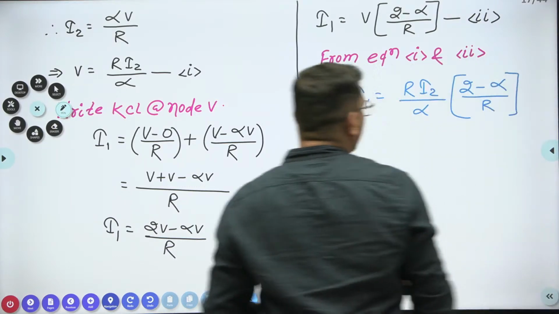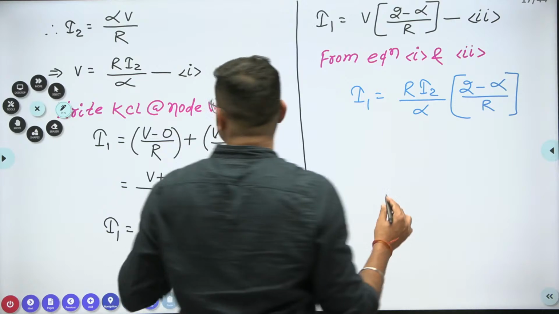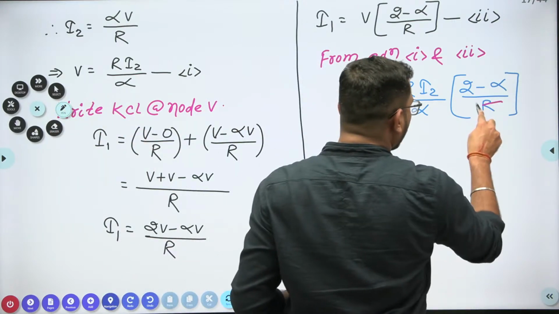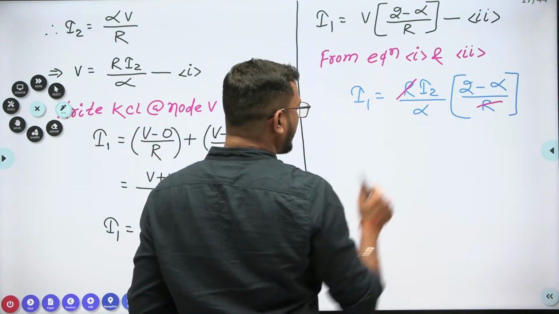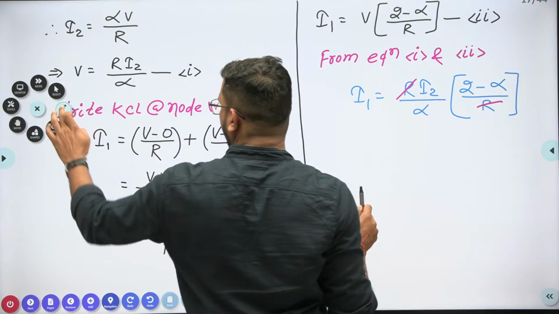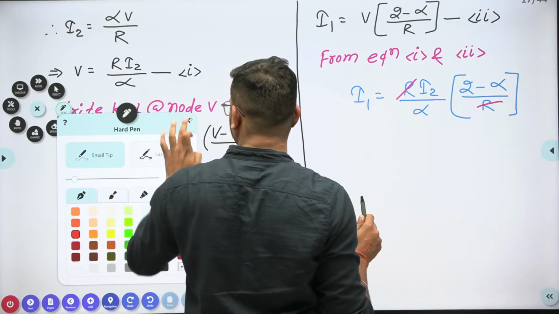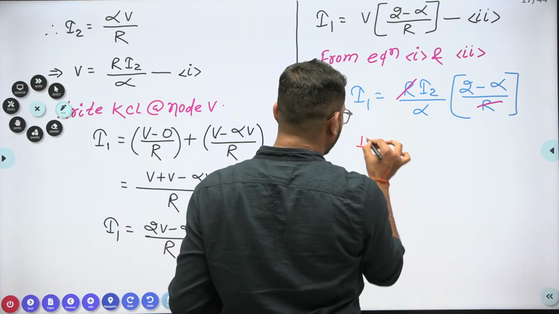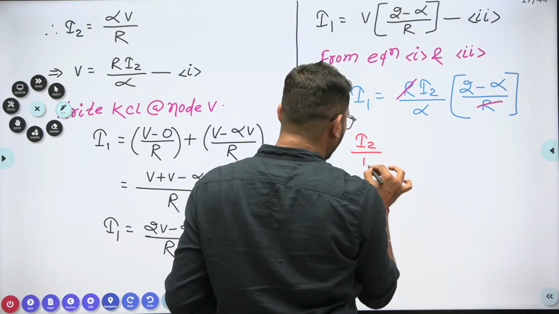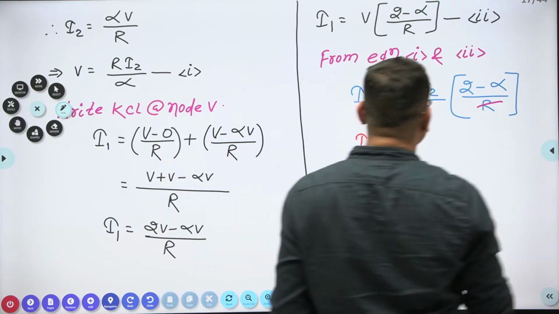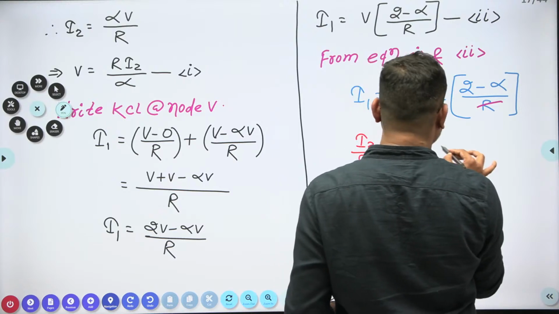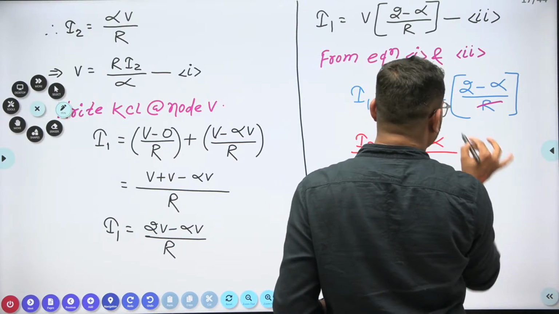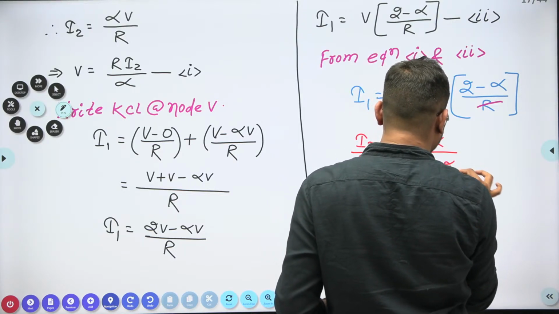And this divided by R. Is it clear now? So this R will cancel this R, guys. So here what we can write? We can write the value of I2 by I1 is equal to what, guys? I2 by I1 is equal to what? So this is alpha divided by 2 minus alpha.